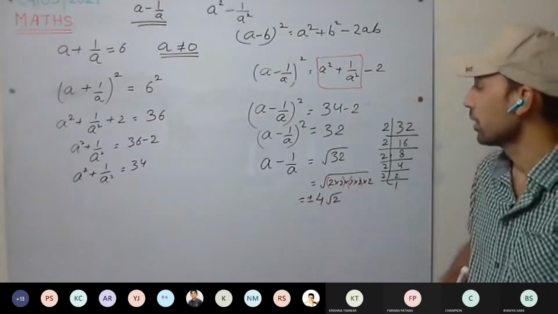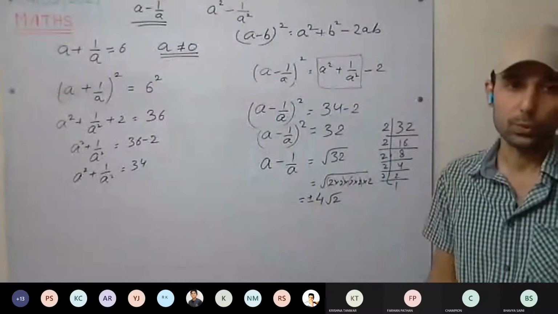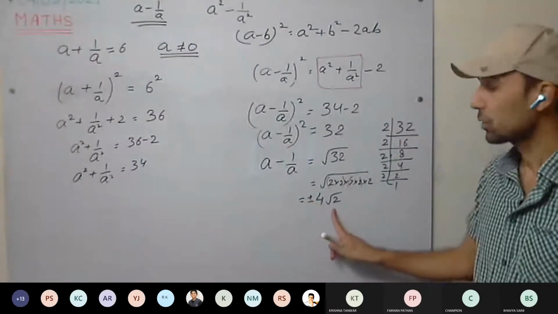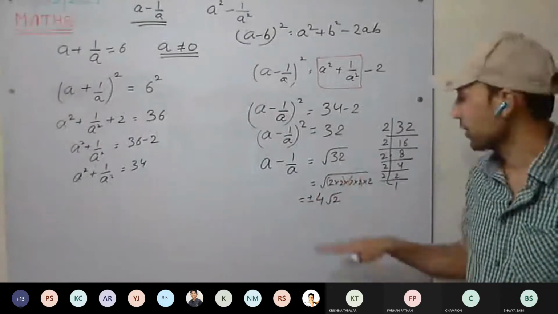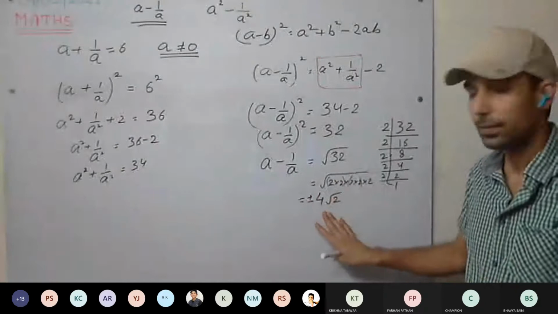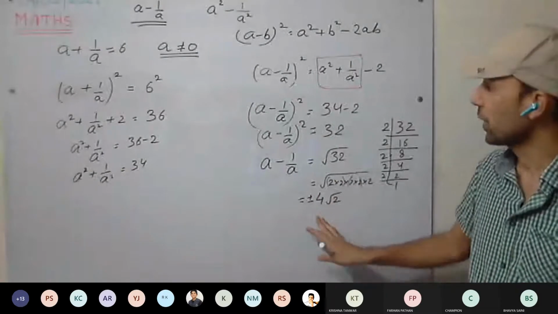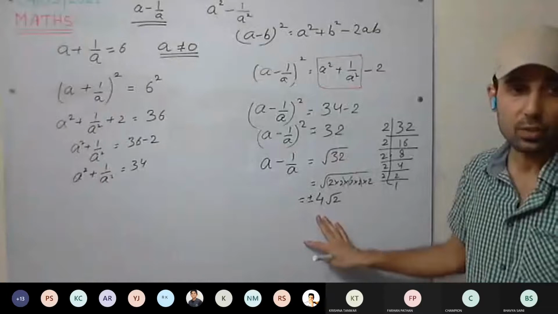Understood? So a minus 1 upon a's value is plus minus 4 root 2. This is clear to everyone? Whenever we are taking the square root of anything, we will get two values. One will be positive, one will be negative. Anyone have doubt? So we have calculated the value of a minus 1 upon a. Anyone having doubt?